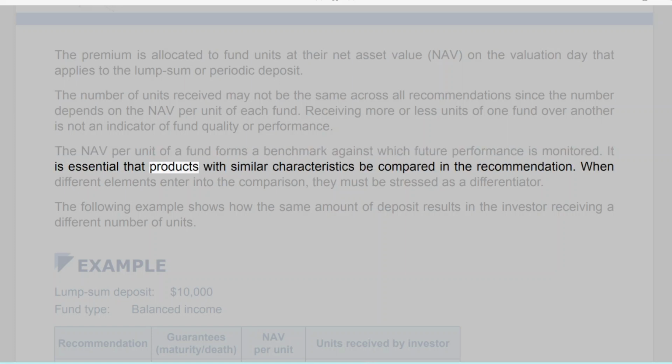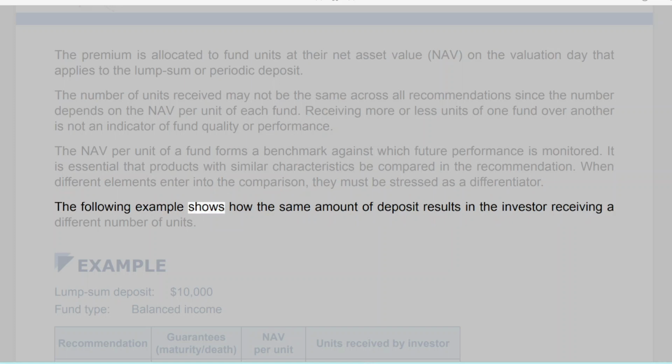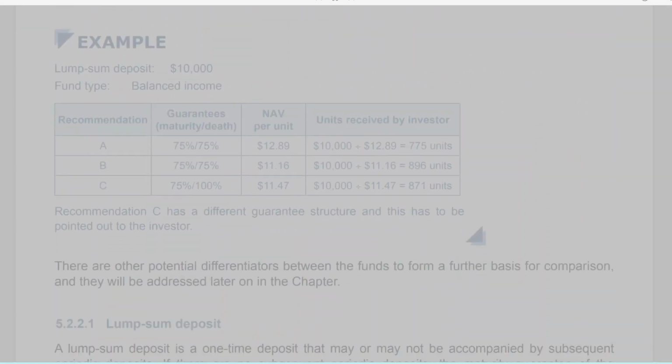It is essential that products with similar characteristics be compared in the recommendation. When different elements enter into the comparison, they must be stressed as a differentiator. The following example shows how the same amount of deposit results in the investor receiving a different number of units. Lump sum deposit, $10,000, fund type, balanced income.